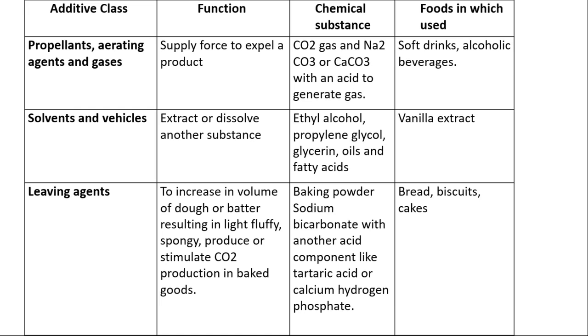Then you have solvents which are allowed to be used for dissolving another substance. You have leavening agents which are used in the baking industry, such as sodium carbonate, sodium bicarbonate, tartaric acid, and calcium hydrogen phosphate.